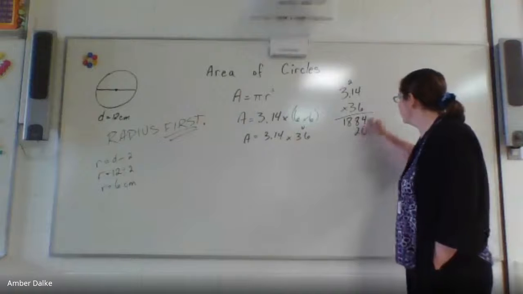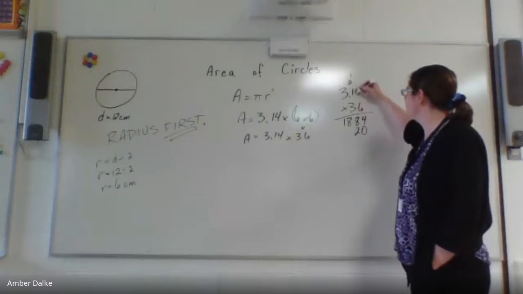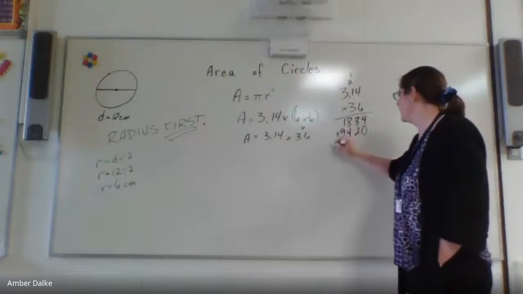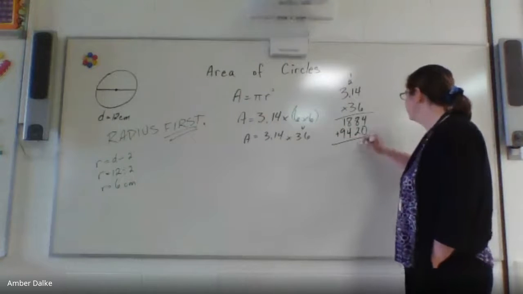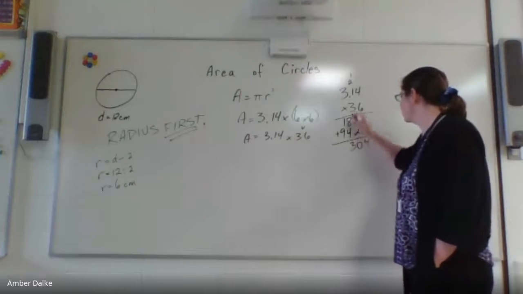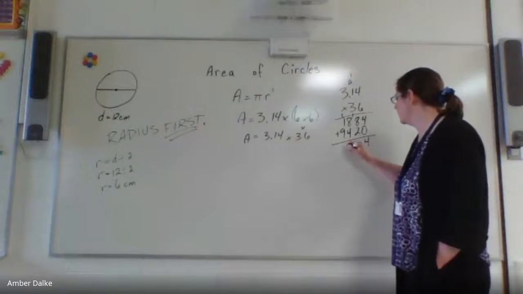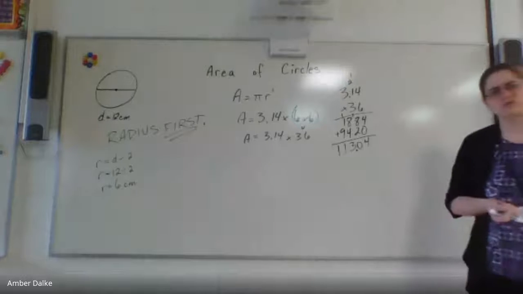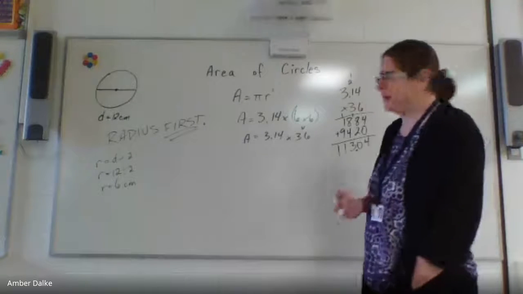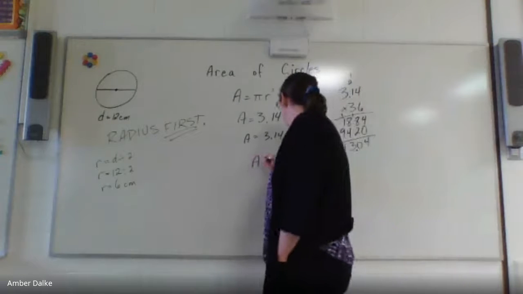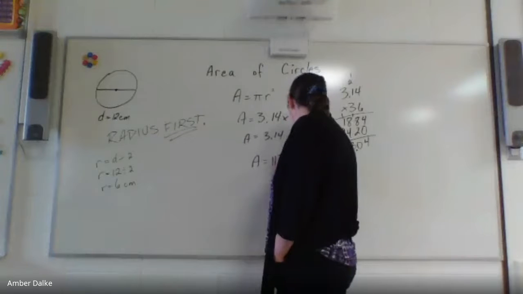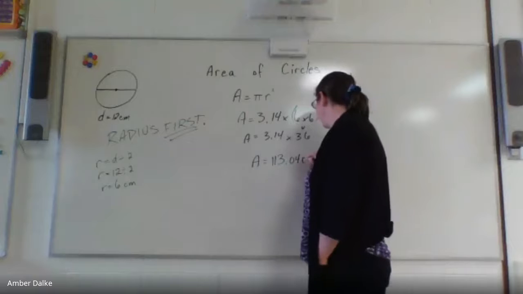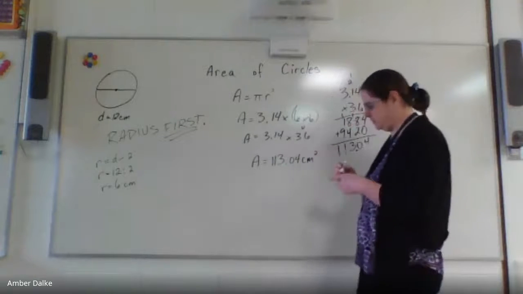3 times 4 is 12. Carry the 1. 3 times 1 is 3, plus 1 is 4. 3 times 3 is 9. Now adding: 4, carry the 1, 13, carry the 1, that gives us 11, with 2 decimal places. My estimate of 120 was actually pretty close. It's not bad. Okay, so our precise answer is 113.04 square centimeters.